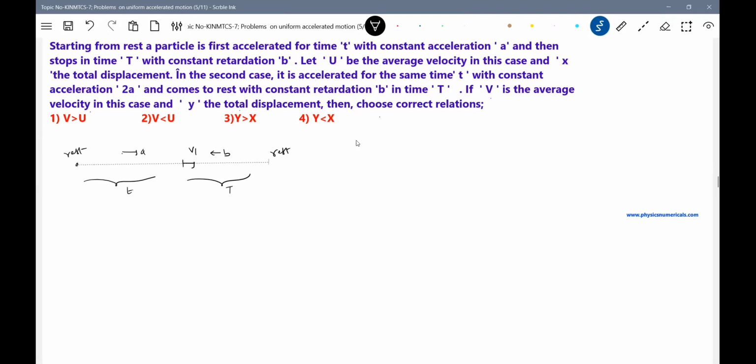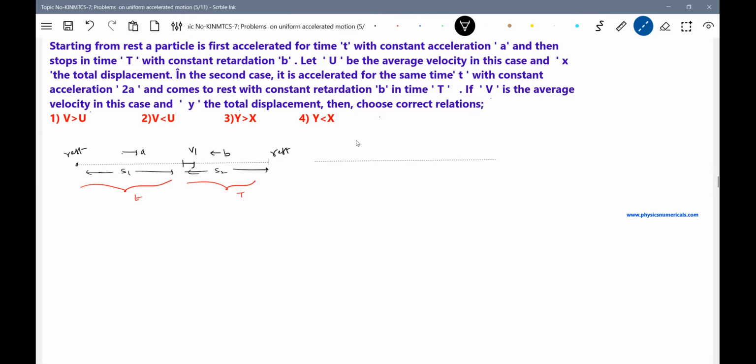Let u be the average velocity in this case, and x be the total displacement. X is the total displacement. So this distance covered, let it be S1, and this one S2. So here it will be T, and this time interval will be captured. I think this much is the information in the first case. In the second case, it is accelerated for the same time t.